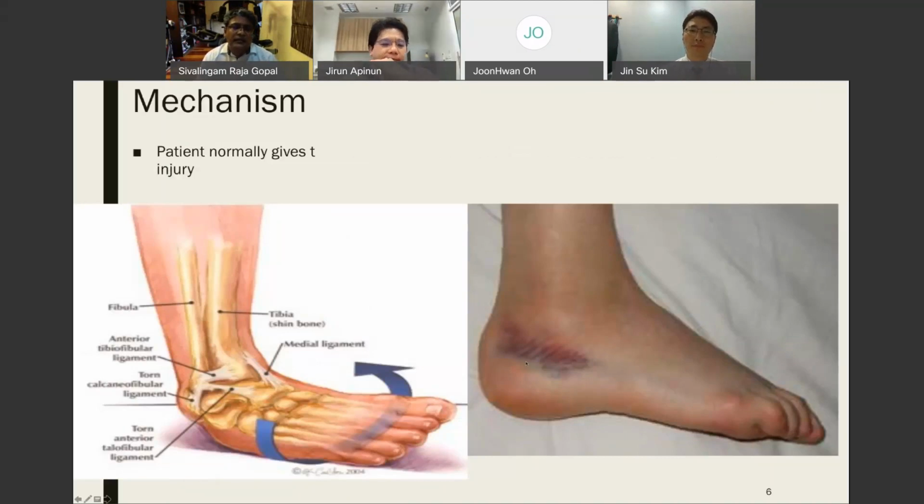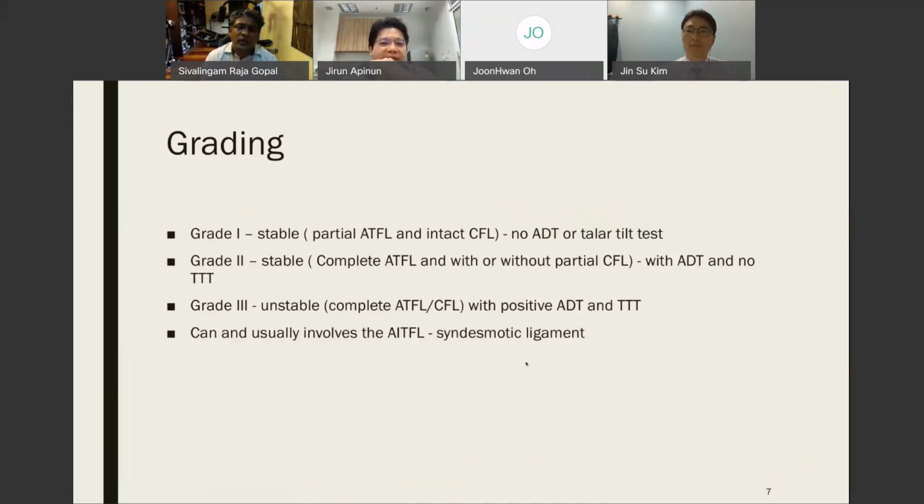It's graded by grade 1 being stable with no anterior drawer or lateral tilt. Grade 2 is stable, with a complete ATFL and partial CFL tear. It comes with a positive anterior drawer test, and the lateral tilt test can be negative. Grade 3 is the most unstable version. It's a complete ATFL and CFL tear with a positive anterior drawer and lateral tilt test. And in grade 3, you also have to pay attention to the syndesmotic ligaments, the anterior and the posterior syndesmotic, as well as the peroneal tendons.